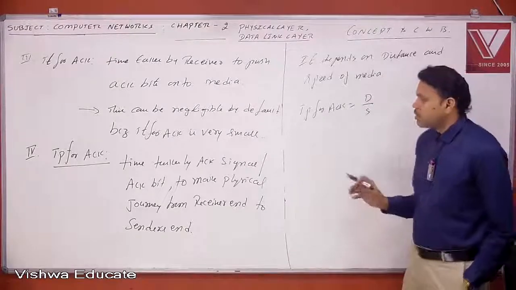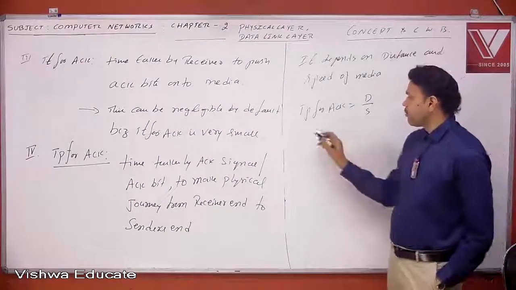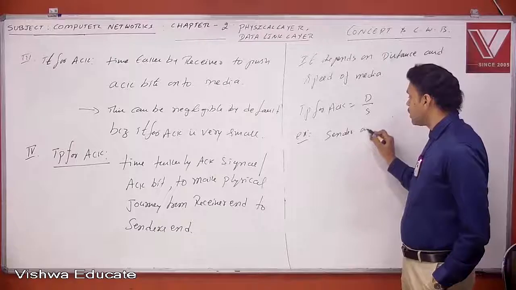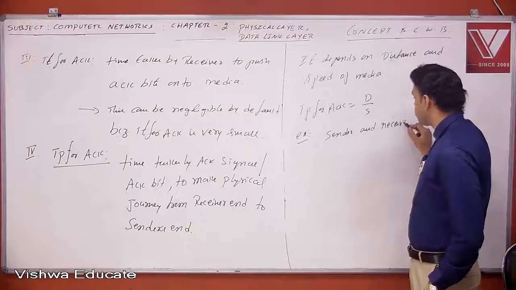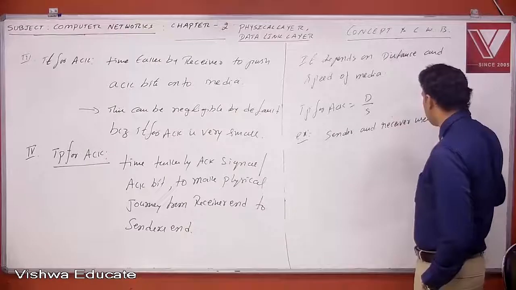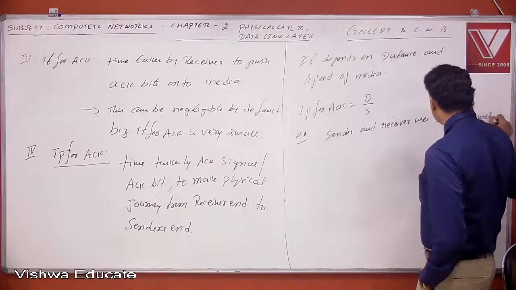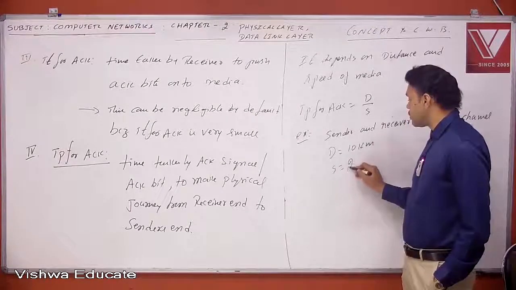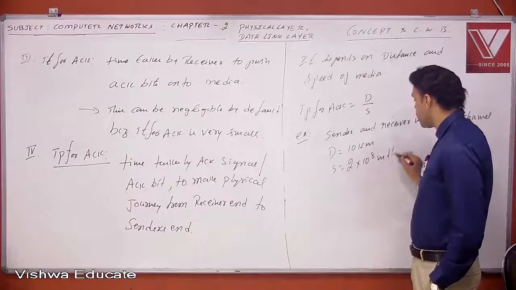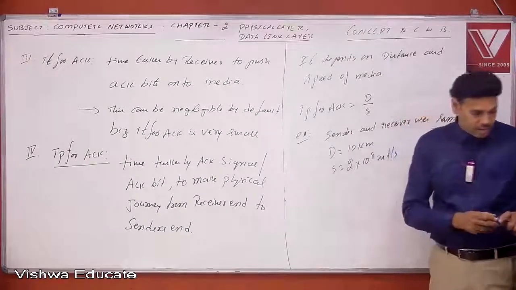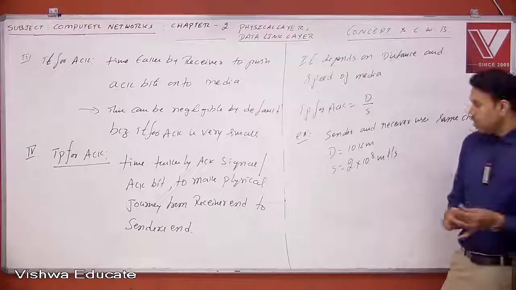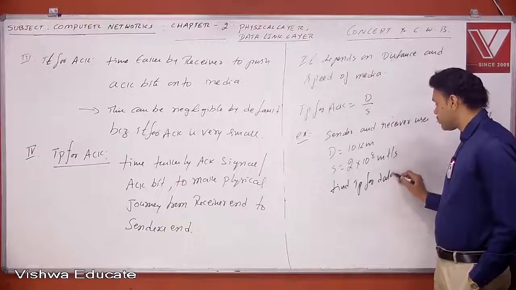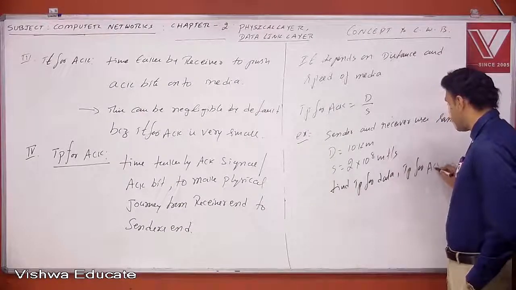Okay. Now I will give a small example here. That example is: sender and receiver use the same channel. Distance is equal to 10 kilometers. Speed is equal to 2 into 10 power 8 meters per second. Now he is asking you to find TP for data and TP for acknowledgement.